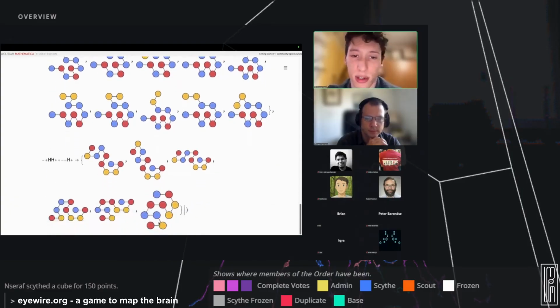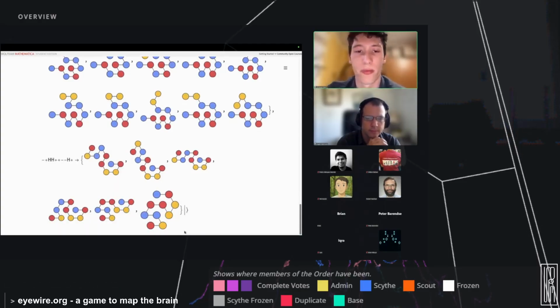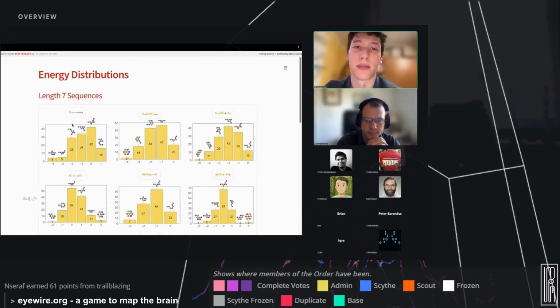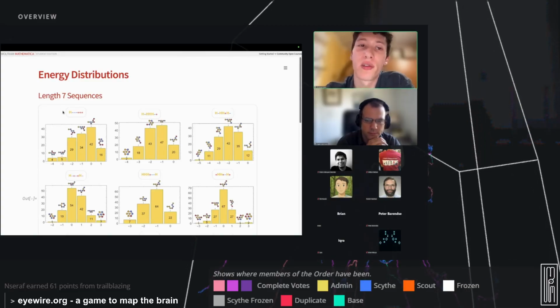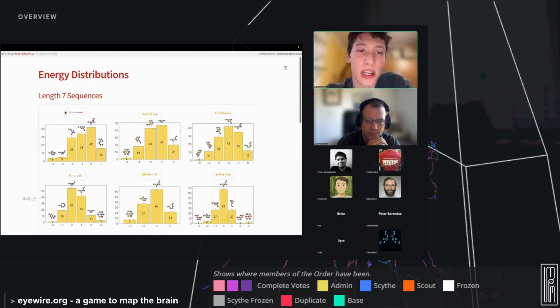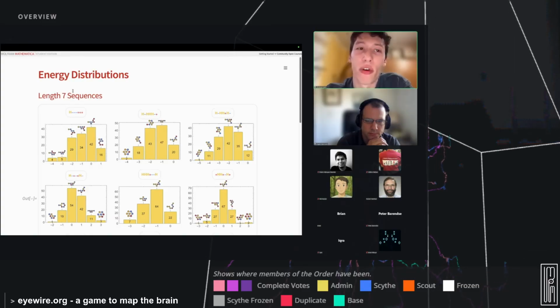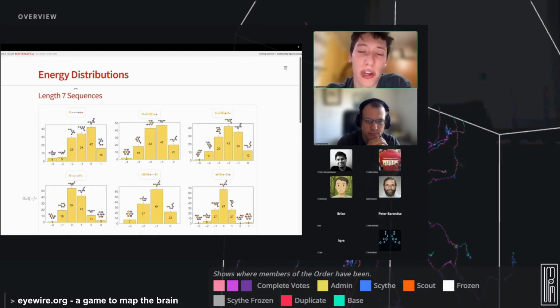And here's another case where it's less, but still a bunch. Then we can look at the energy distribution. So this is now on a per sequence basis. The sequence is captured above, and then it's basically a histogram over all the energies.